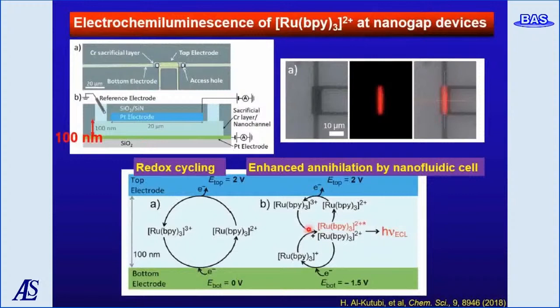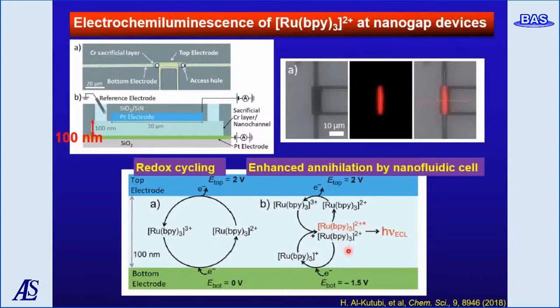Recently, efficient ECL emission has been observed under ambient conditions using platinum electrodes in electrochemical nanogap devices. Previous ECL based on the annihilation mechanism, using rapid pulsing of a single electrode between the oxidizing and reducing potentials, suffers from the drawback of large charging current.